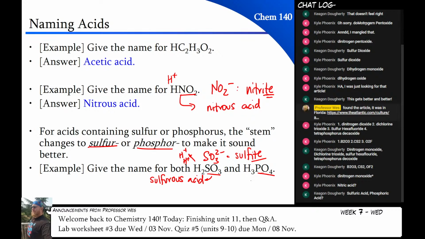And then for the other one here, we've got all my H pluses. This must be PO4 with a 3 minus charge. And this is phosphate. I ran out of space, sorry. And so that would make this, we get rid of the "ate" and we would put phosphoric acid.